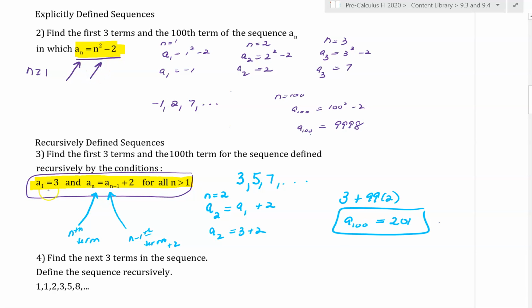And for the recursive, you would have to define your first term, and you would describe how each term is related to a previous term, and then you would also have to say n greater than 1, because again, you wouldn't ask for a negative term or the 0th term. You would start with the first term.